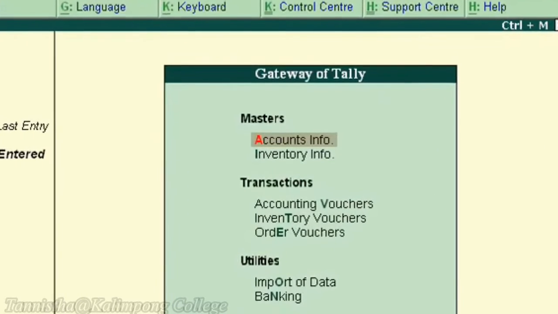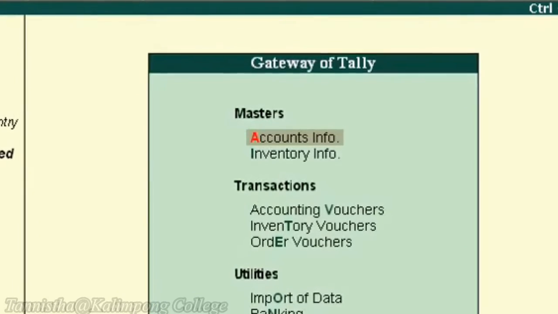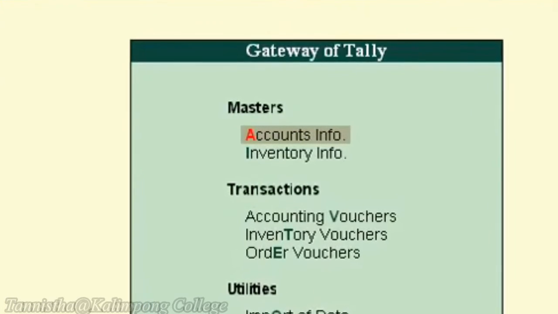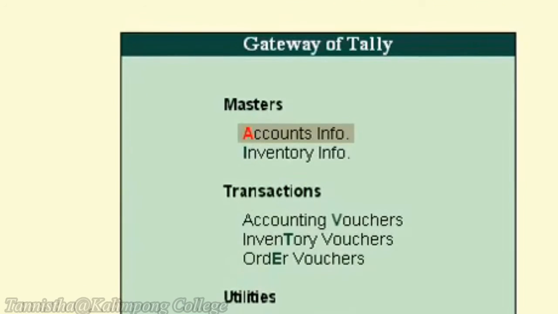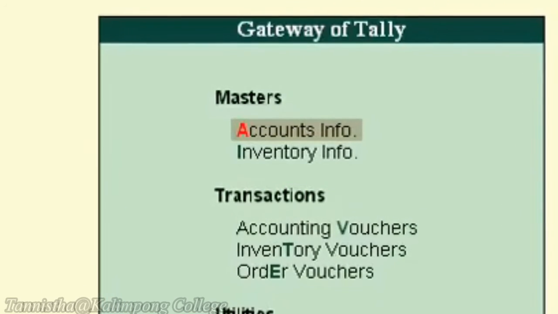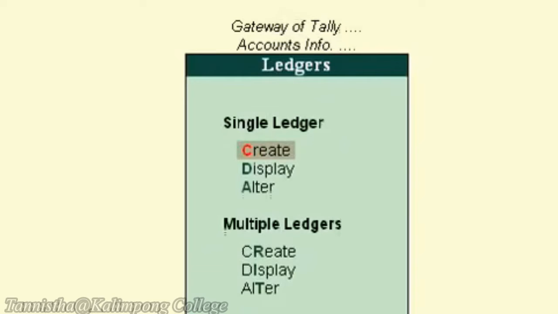Before creating a ledger, we need to create a company. Then, from the Gateway of Tally, go to Masters. Then go to Accounts Information and press Enter. Then select Ledger and press Enter. Under Single Ledger, select the option Create.